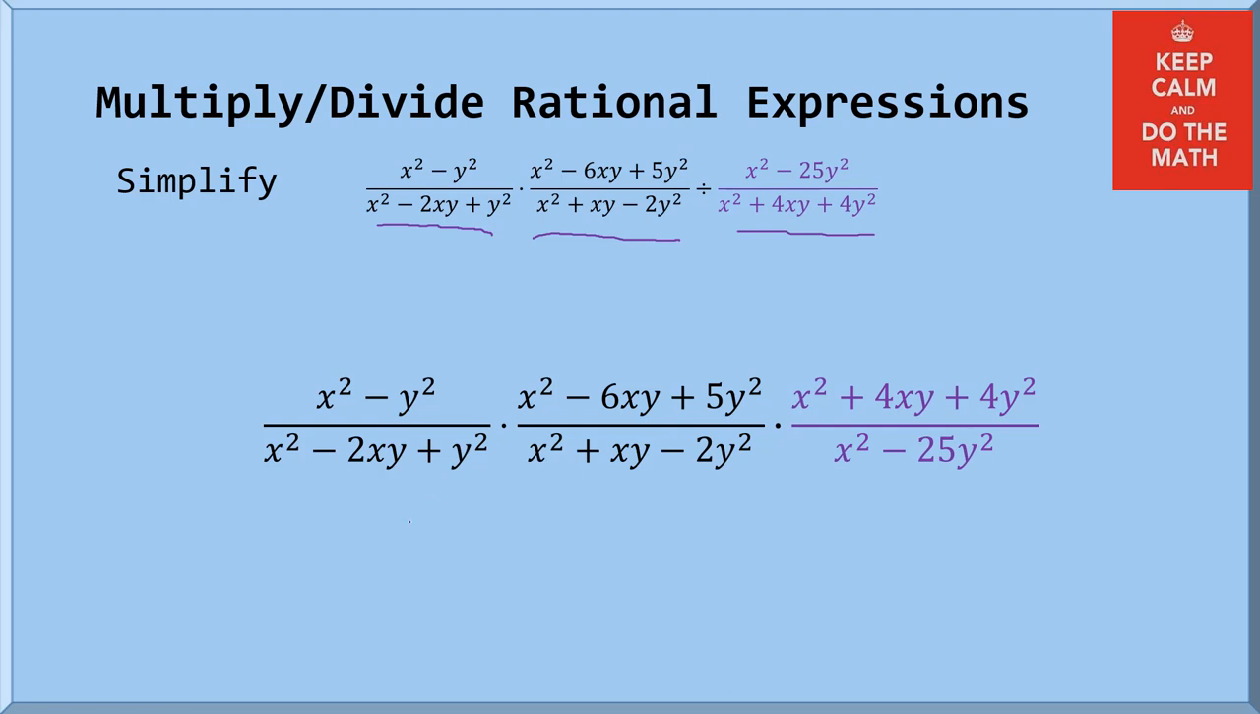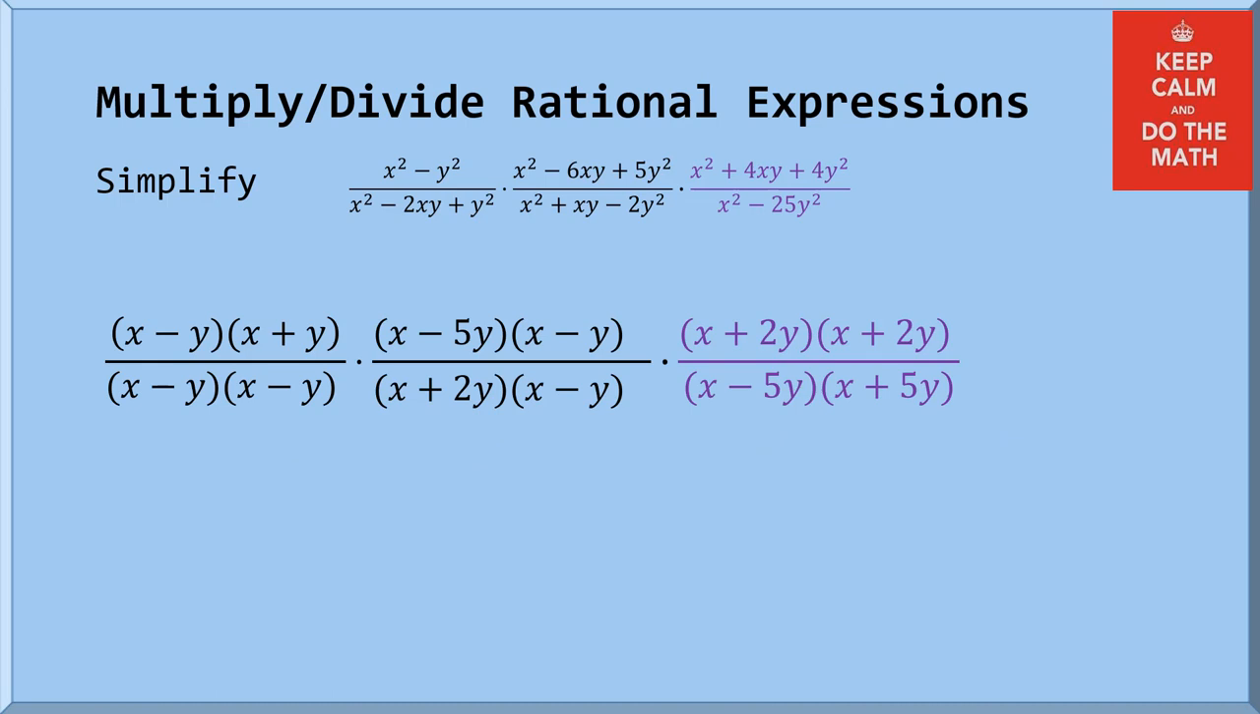So the first two we can leave as is so that we can start our factoring. The third one, though, has to be flipped because when we are dividing fractions, we always take the second fraction and flip it to its reciprocal. So now the x squared minus 25y squared is on the bottom, and x squared plus 4xy plus 4y squared is on the top. So now, even though I have three fractions, and again, this is why you do not multiply straight across, never do that with rational expressions, you start with factoring all numerators and denominators.